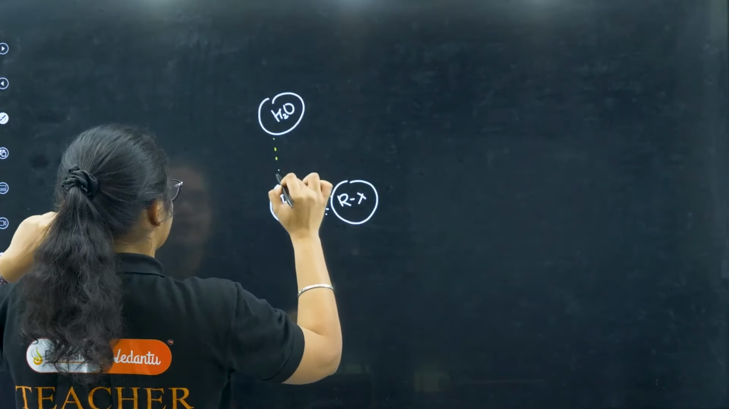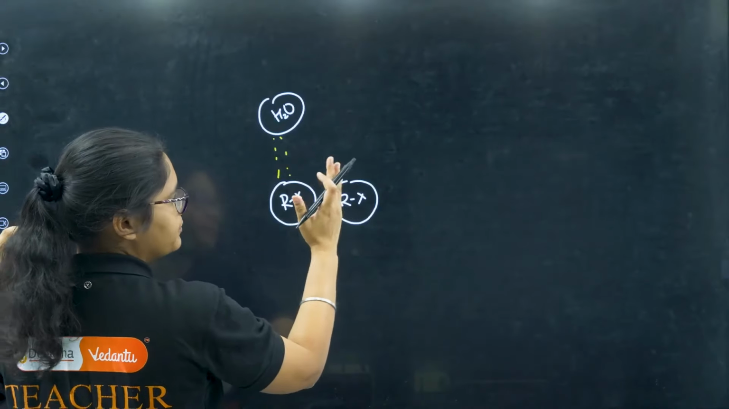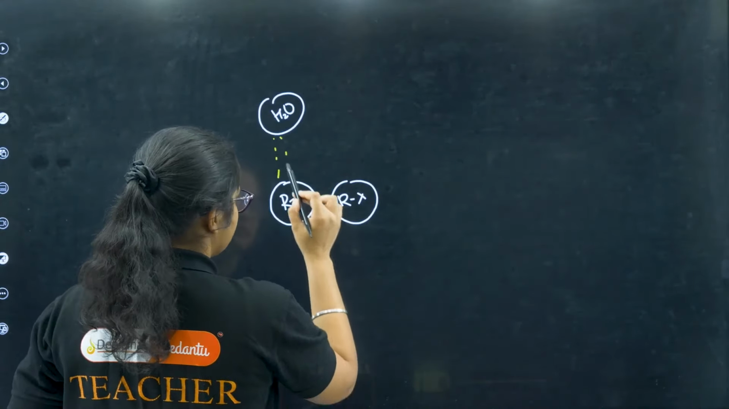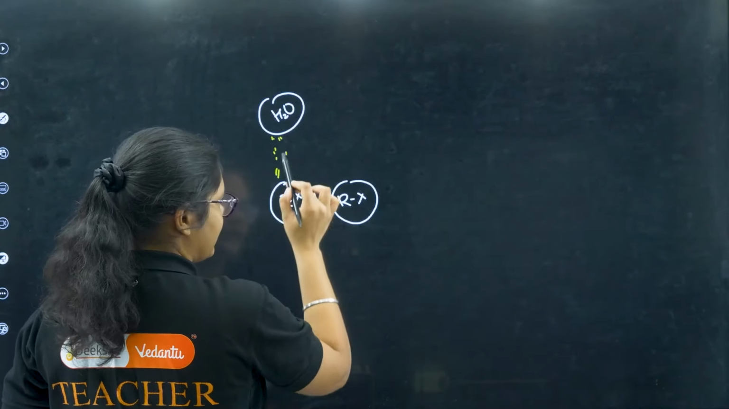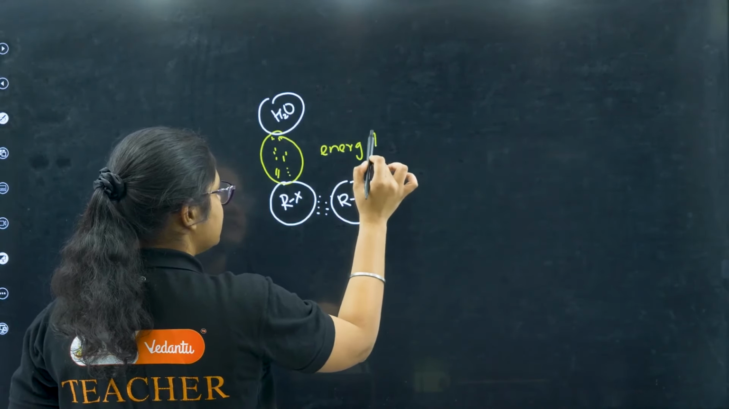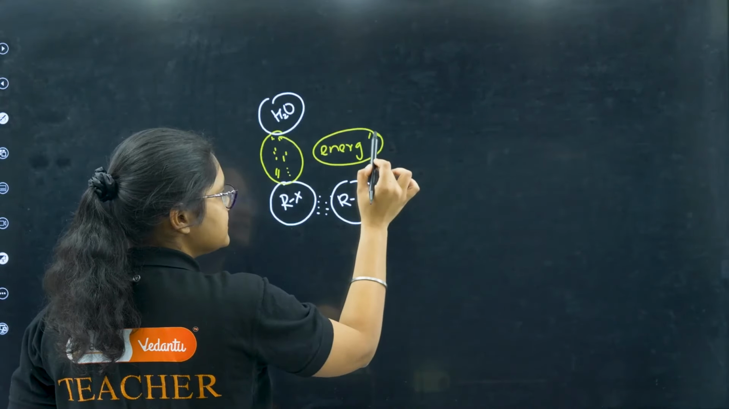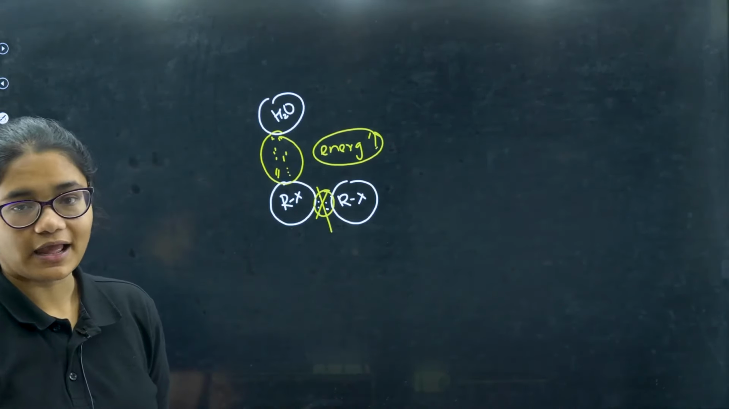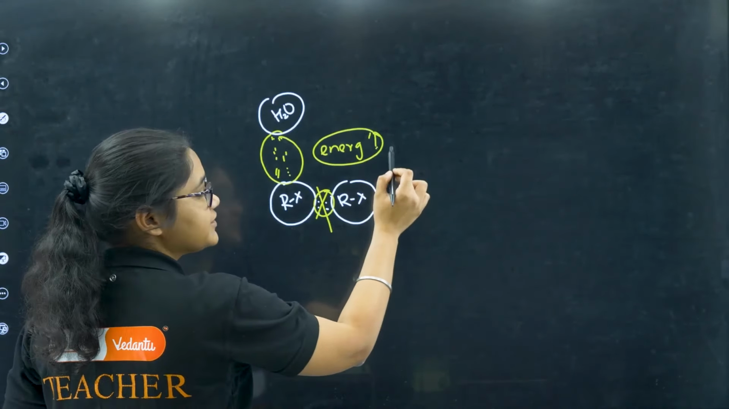So for solubility, what should happen? This attraction should break and this attraction should form. So when this attraction is forming, energy will be released. Now whatever energy is released should be sufficient to break this bond. But that does not happen. Why? Because the energy released is low here.